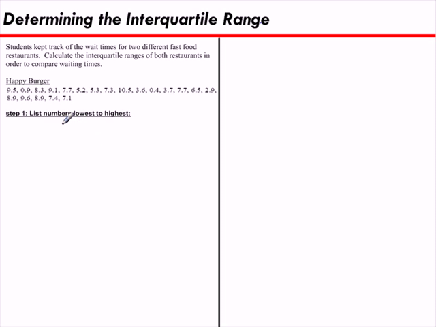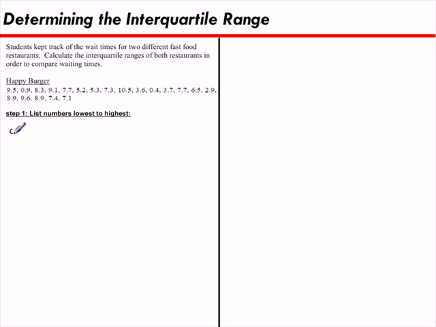The first thing I'll do is rearrange all of these times from lowest to highest, and I'm doing that because essentially the interquartile range is all about finding the median 3 times. And medians, well, we need to line up our numbers from lowest to highest first and find the middle. So I'm going to just start writing out these numbers from lowest to highest.